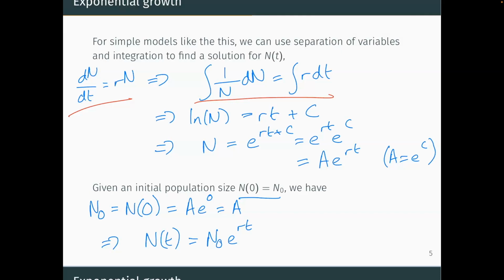It's pretty rare that you're able to do this. Most of the time, you're not going to be able to split things up. This is one of the rare cases where you can do it, and that means you can write down an explicit solution. In many cases, we won't be able to write down an explicit solution.